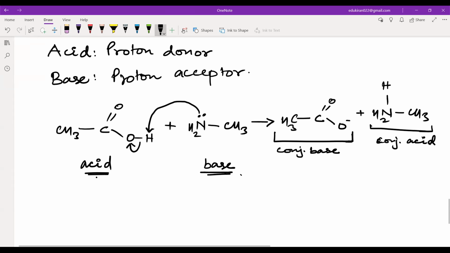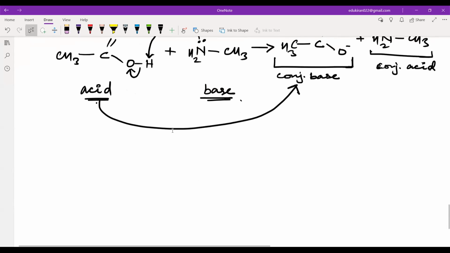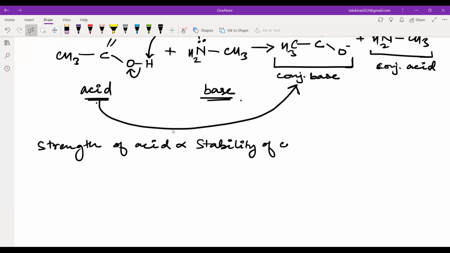Acid, after the removal of hydrogen, gets converted into the conjugate base. Okay, fine. Now, strength of acid. Always you will be looking at this: strength of acid is directly proportional to the stability of the conjugate base. If the conjugate base is stable, that means the acidic character will also be very high.